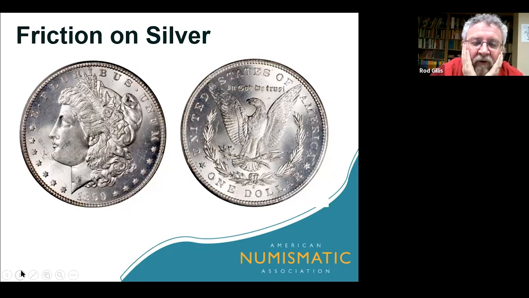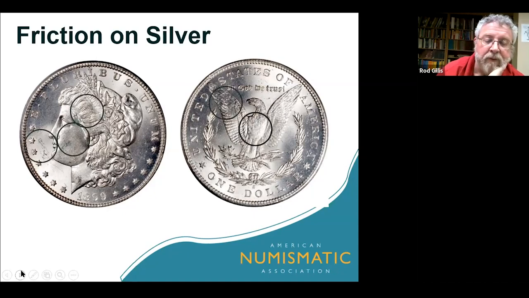Friction on silver. Again, we mentioned to you that a certain amount of friction is allowed on silver coins, not as much as gold, because gold is so very soft, but it is listed on silver coins. Here's an example where the focal areas for a Morgan dollar are located. You can see the cheek, the area right in front of Lady Liberty, the hairline, on the reverse, the eagle's breast, and the tip of the wing on the left-hand side. Those are the areas that generally show initial wear.